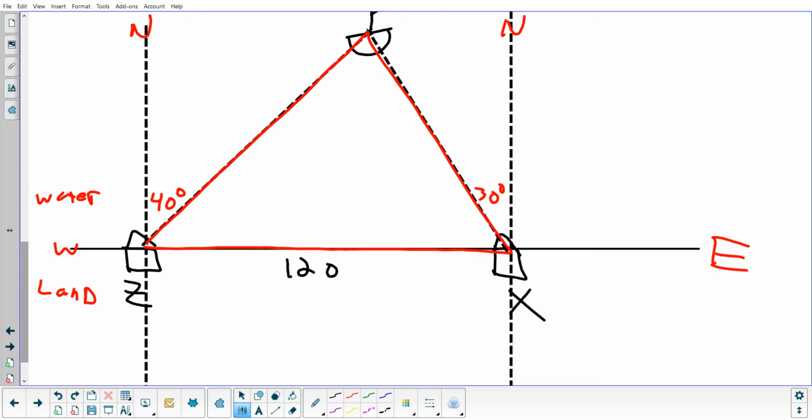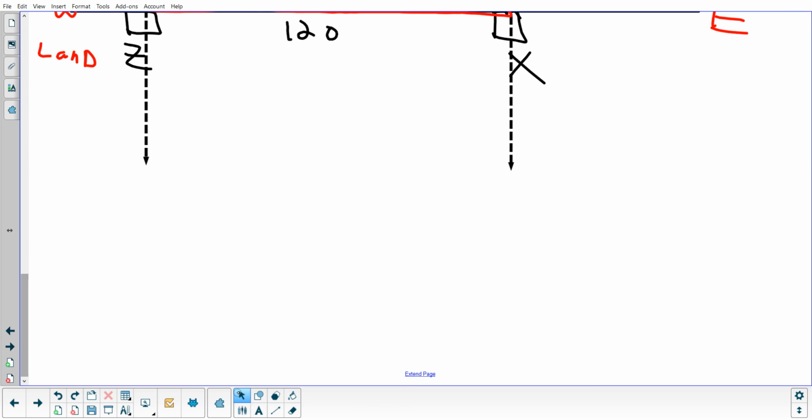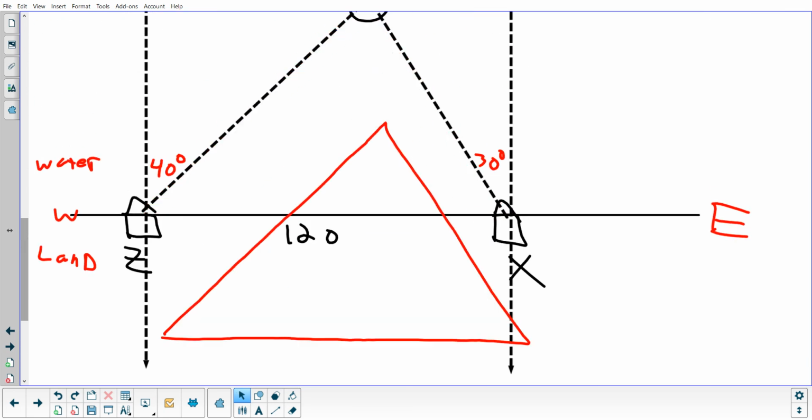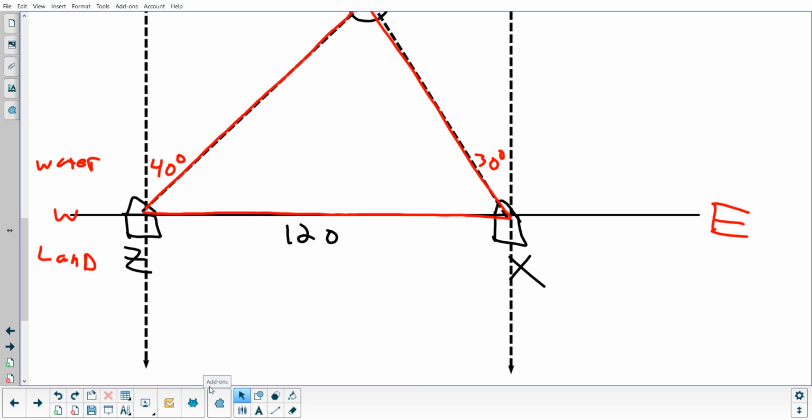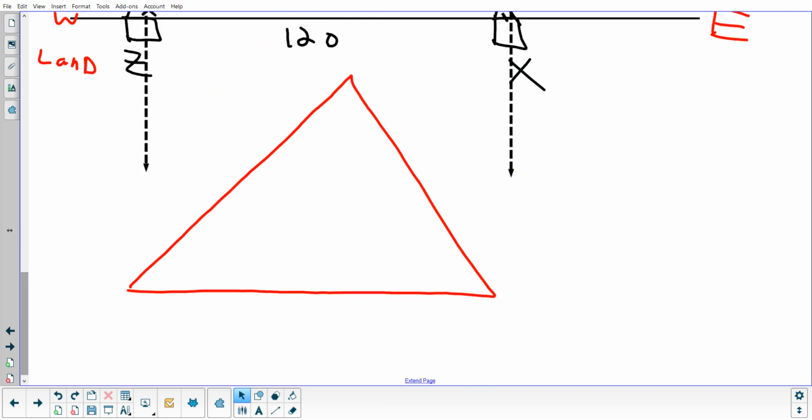So a lot of times what I like to do is once I see the triangle, trace it and take it out of the picture. So then you're not thinking about it as much like a word problem. And now you're just thinking about solving a triangle. Let's move it down right here. All right.